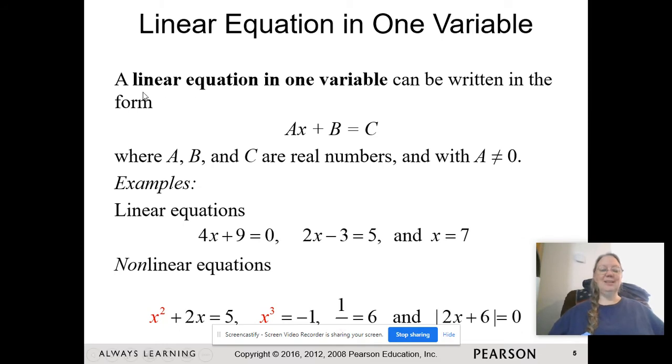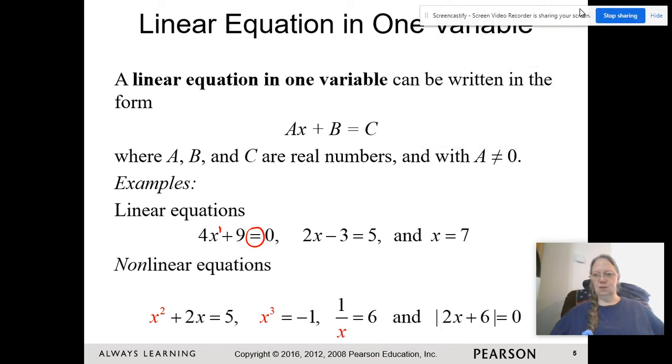And a linear equation, okay, so it's important that you know what a linear equation is. A linear equation in one variable looks like this. We could have 4x plus 9 is equal to 0. Notice we have an equal sign and we have x to the first power. So x to the first power makes it linear and the equal sign makes it an equation.